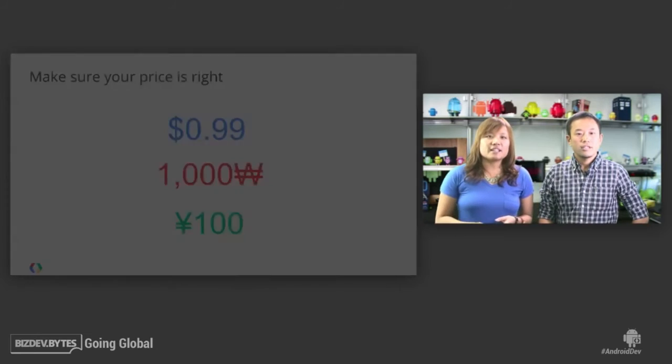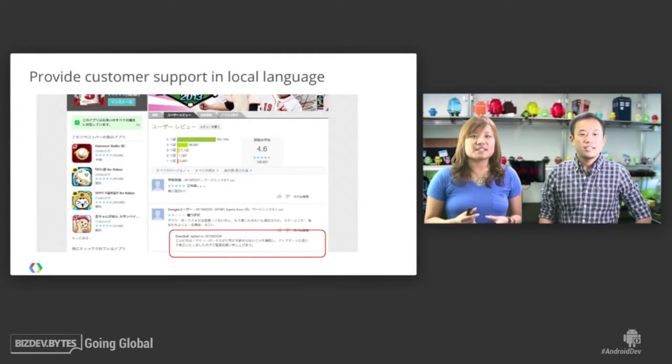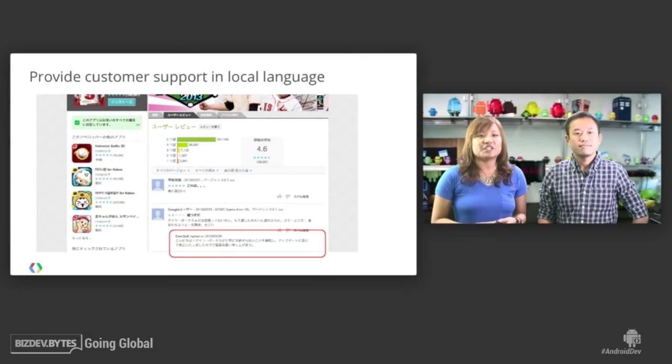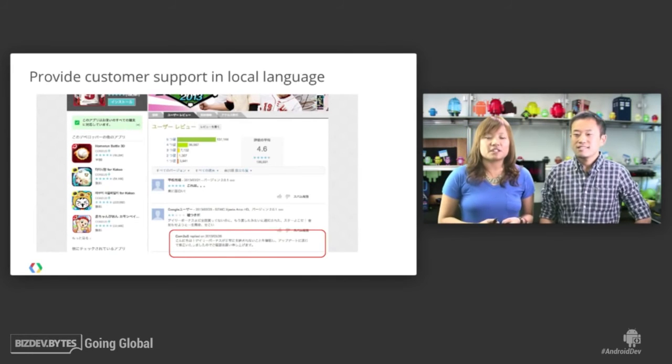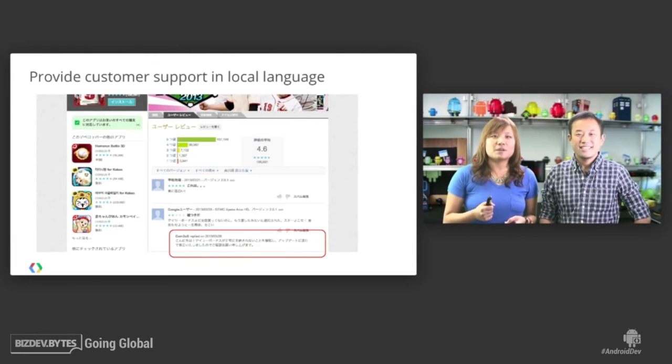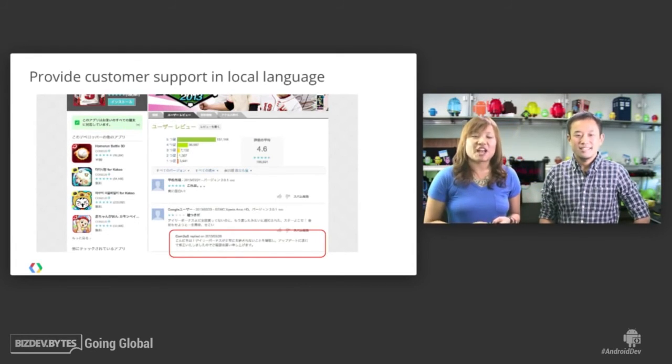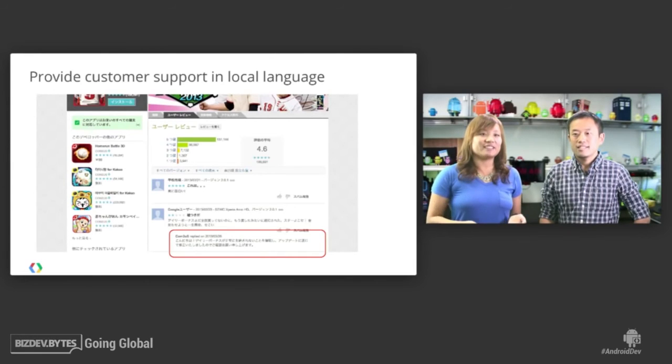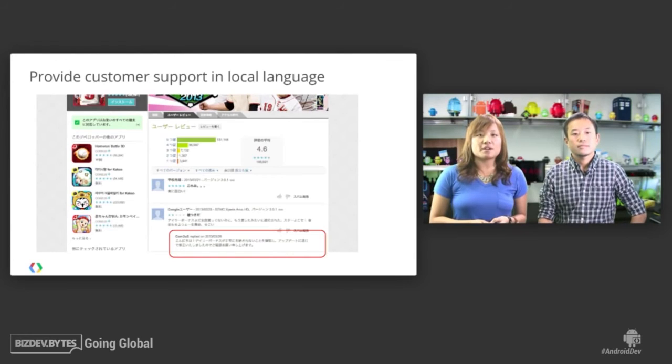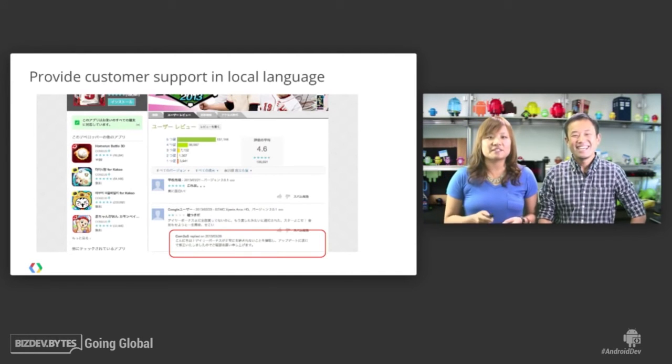Yes. And the next important thing is to provide customer support in that local language. What's often very frustrating for any user is that the customer service representative can't understand the language that the user is complaining in. Yep. This is an example from Japan, where the reply to the review is in Japanese. Don't reply to reviews in English. You don't want to make your users upset.